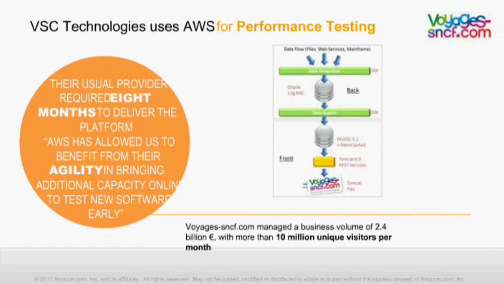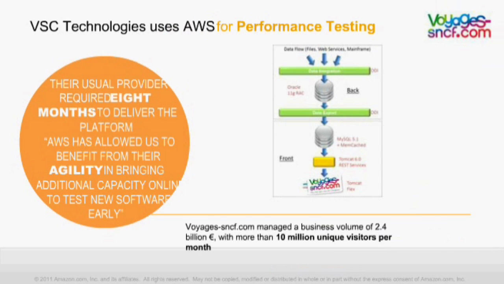Voyager's SNCF, they use AWS for performance testing. This is very significant for them. It went from 8 months for delivering the platform for them to do that testing. Now they've reduced that to a much shorter period of time with AWS. So 3 high-level scenarios, and there's more information about those case studies on our website if you'd like to read more, but 3 real-life customers who really find AWS is making a difference there.